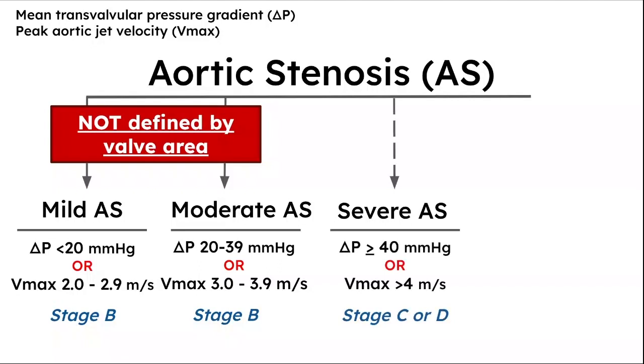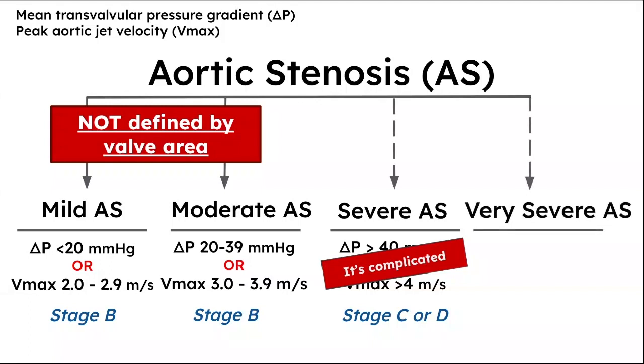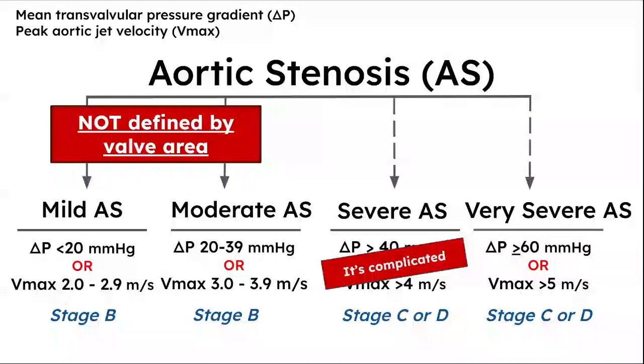Moving on, we have severe aortic stenosis, which is loosely defined as a delta P greater than 40 millimeters of mercury, or a Vmax greater than 4 meters per second. Now, full disclaimer, severe aortic stenosis is complicated, and we'll talk about it more here in a second. Finally, we have very severe aortic stenosis, which follows all of the same patterns as severe AS that we'll talk about next, but has higher pressures and velocities. Specifically, a delta P greater than 60 millimeters of mercury and a Vmax greater than 5 meters per second.